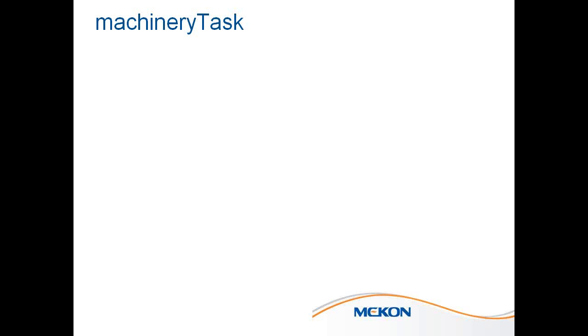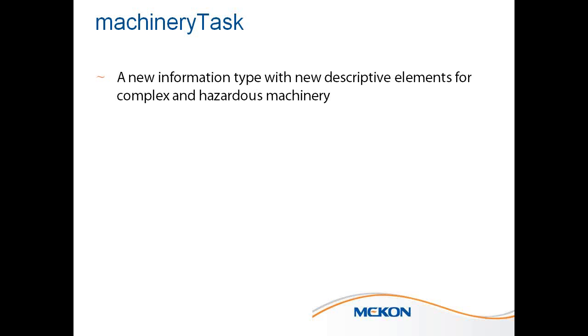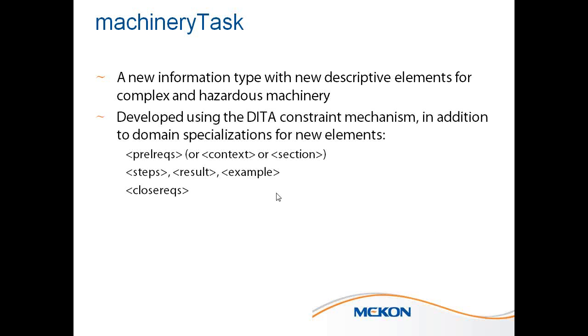Yep. So I'm going to close off now with the machinery task that I mentioned earlier, because machinery task, as I said, is a new information type with new elements for complex and hazardous machinery. It was implemented with a constraint mechanism, and it's added some new elements as well. So with the machinery task domain, you've got prelreq, which is a new one, or you can have context or section. Then you've got steps, result, and example, like in regular tasks, but they must be in that order.